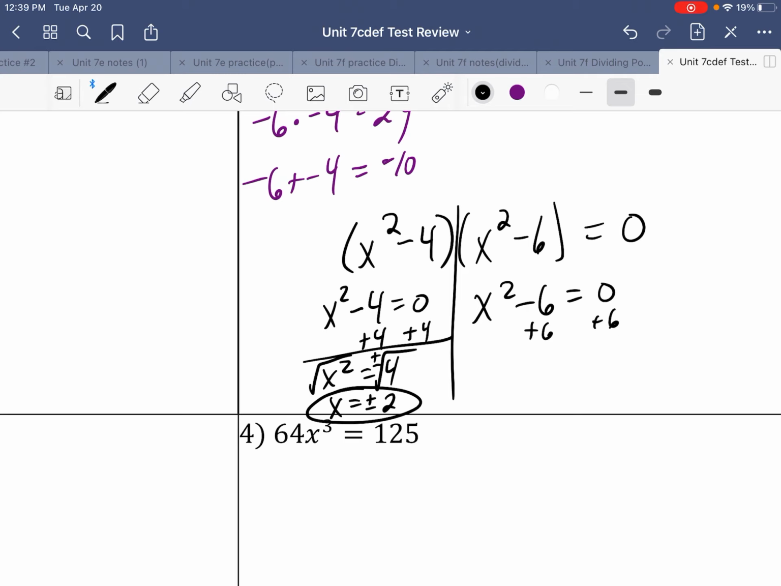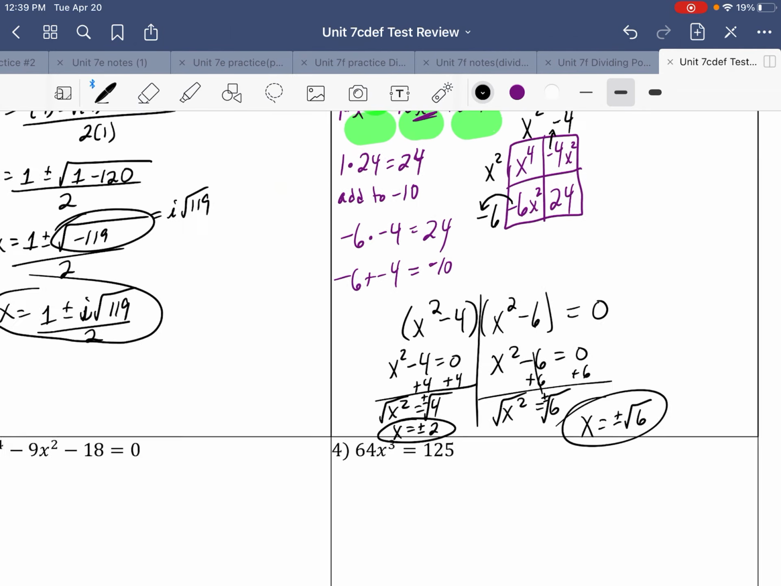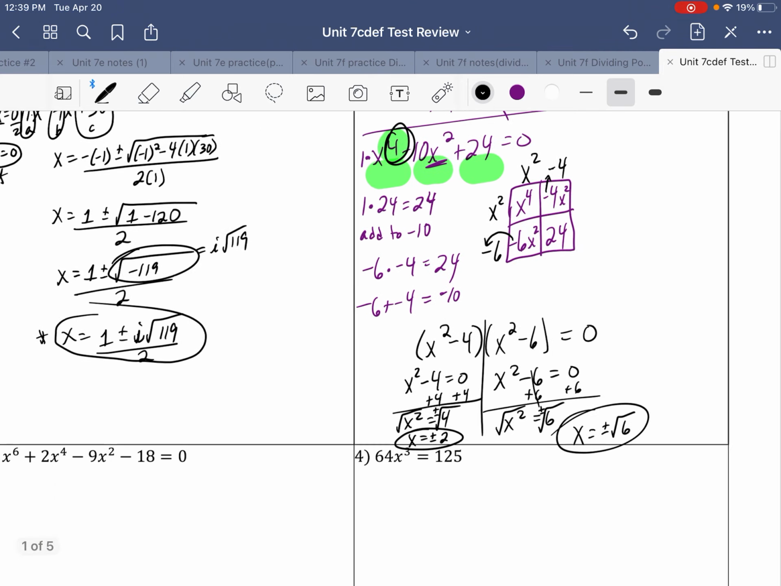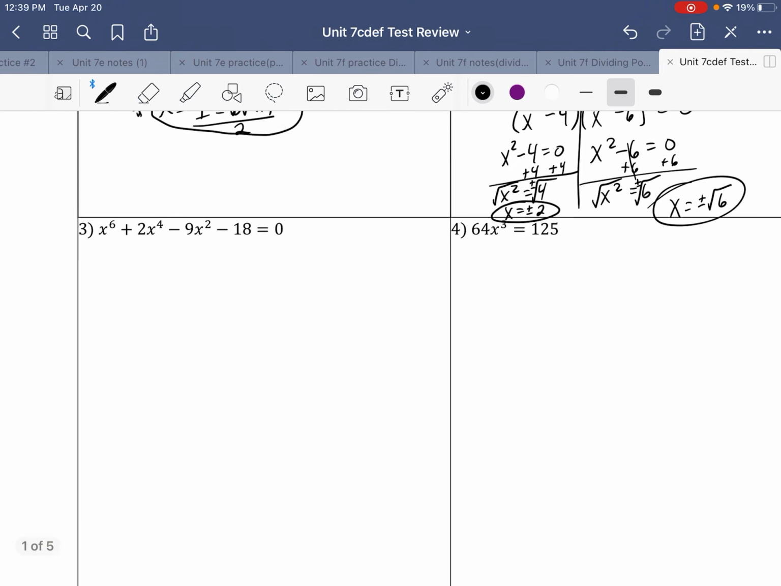And our other solution, square root, you have a positive and negative, a positive and negative square root of 6. And there's your other two solutions. There should be 4 total because our biggest exponent was 4 in standard form. All right, number 3.